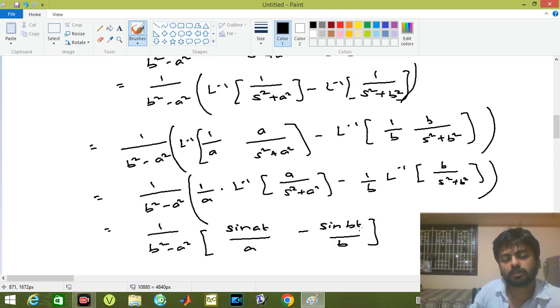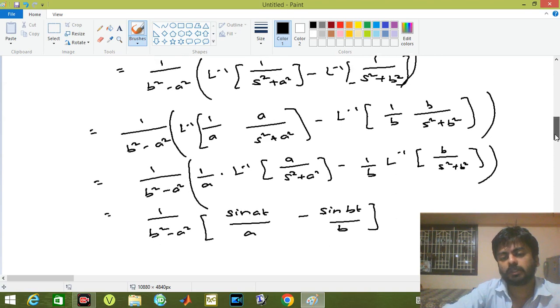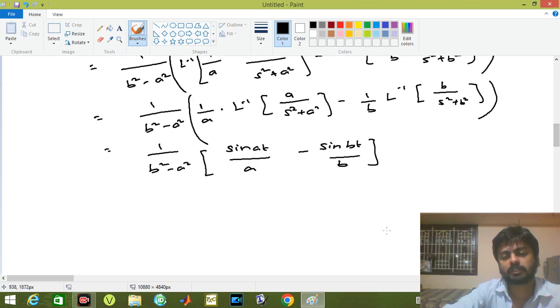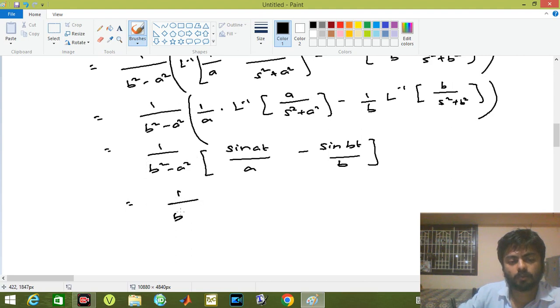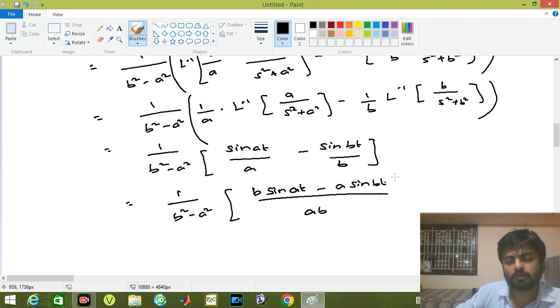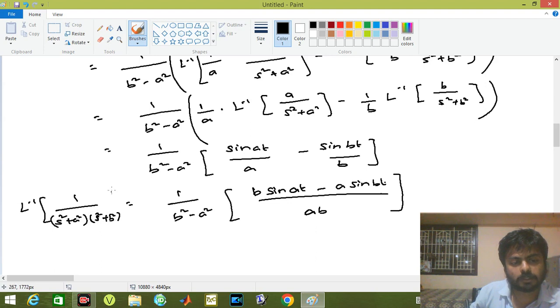Okay, so this is the solution that we require. But you can also write it as 1 by (b square minus a square) of (b sin at minus a sin bt) divided by ab. So this is our L inverse of 1 by (a square plus a square) into (a square plus b square).